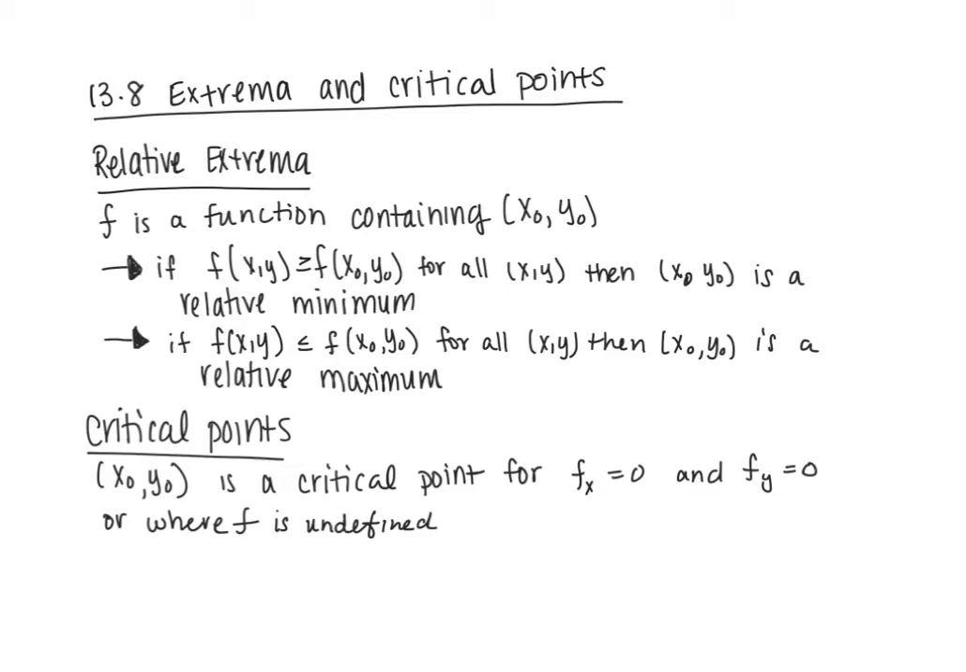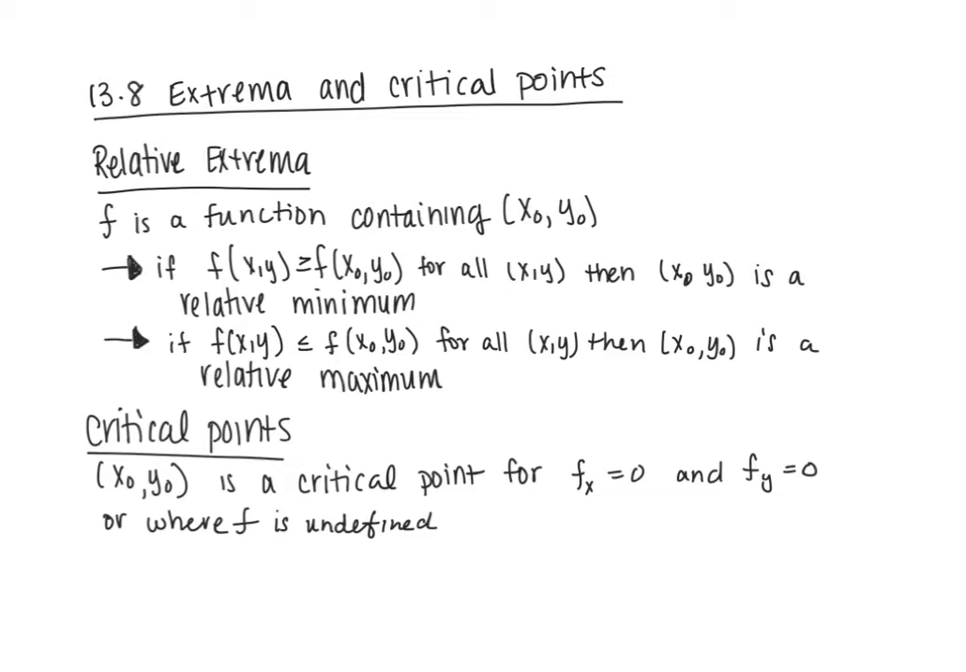So if you look at the function f of x, y, and it is greater than or equal to f of some critical point for any other x, y, then your critical point x0, y0 is going to be a relative minimum. If f of x, y is smaller than your critical point f of x0, y0 for any other x, y, then that makes your critical point x0, y0 a relative maximum.